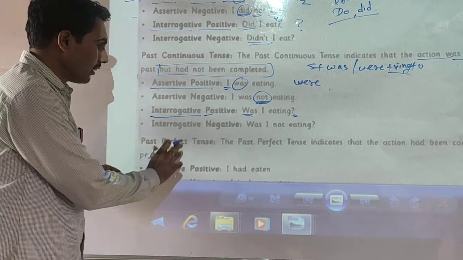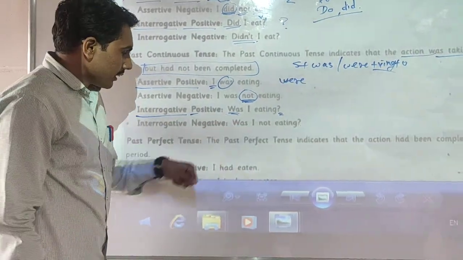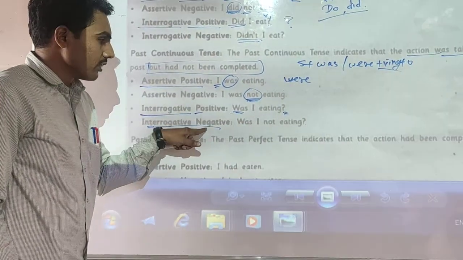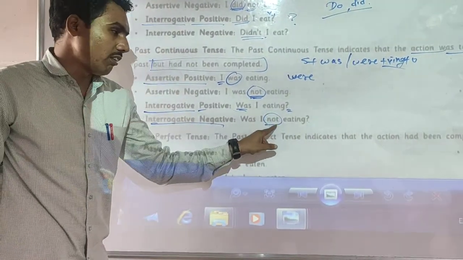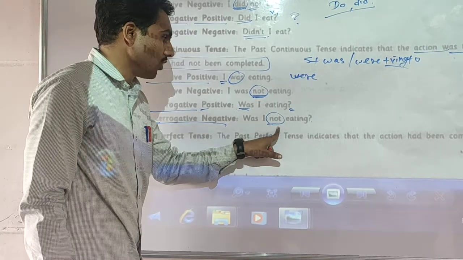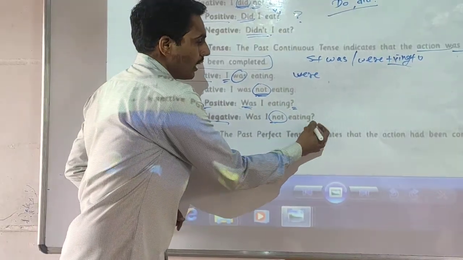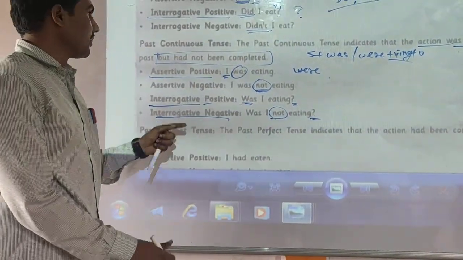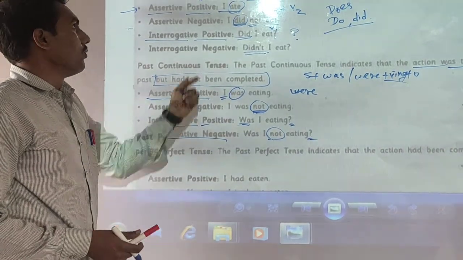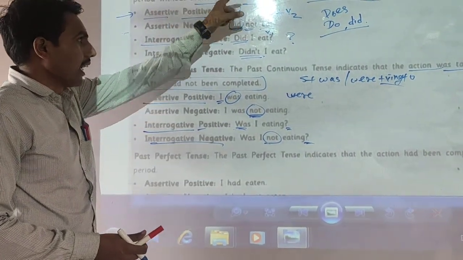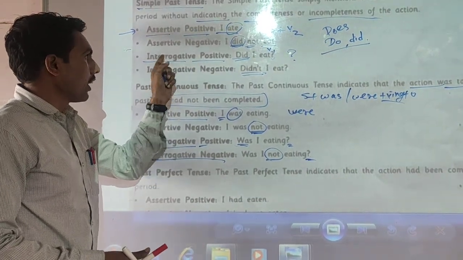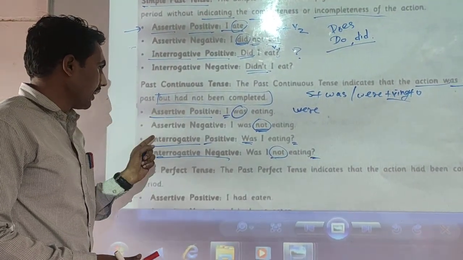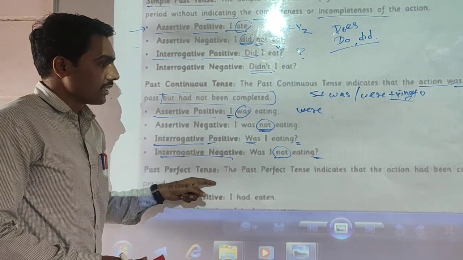Okay, and the last one, interrogative negative. That means we want to convert this positive sentence into negative. Was I not? After the subject we use here the negative word, that is not. Was I not eating? At the last question mark. In this way we can easily learn what is meant by the simple past tense, and its assertive positive, assertive negative, interrogative positive, interrogative negative, and then the past continuous tense, the same things.